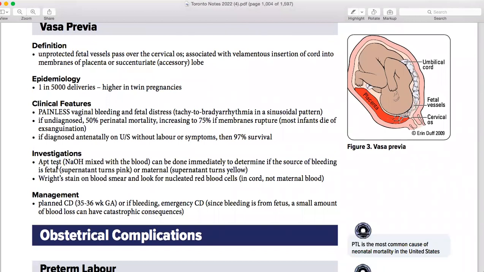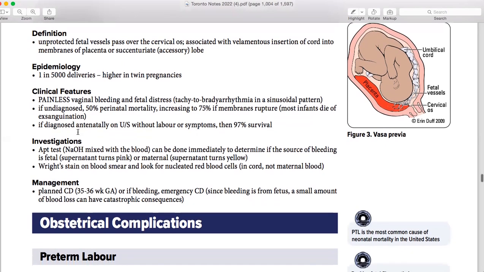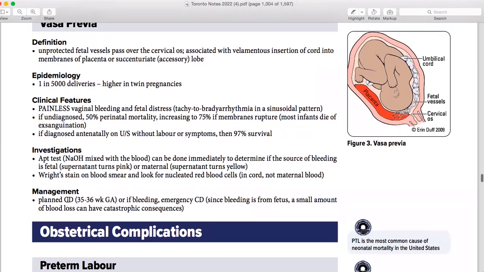There are 2 investigations. The APT test, which is basically NaOH mixed with the blood. If it is pink, then the blood is coming from the fetus, and if it is yellow, then the blood is coming from the mother. On the basis of the APT test, you can tell whether the blood is coming from the fetus or the mother. Another test is a blood smear, looking for nucleated red blood cells in the cord, not maternal blood. In vasa previa, you do a planned cesarean delivery.